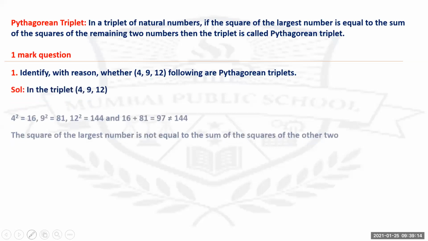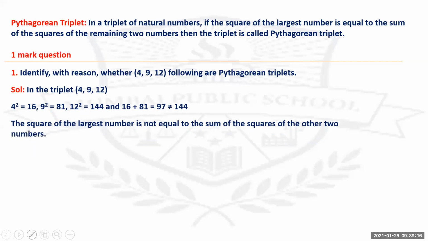In the triplet 4, 9, 12, we'll find all the squares. 4 square is 16, 9 square is 81, 12 square is 144. So the largest number is 144. The smaller numbers are 16 and 81. So when you add 16 and 81, are you getting that equal to 144? No, it is not equal. Understand? So when it is not equal, that means this is not a Pythagorean triplet.